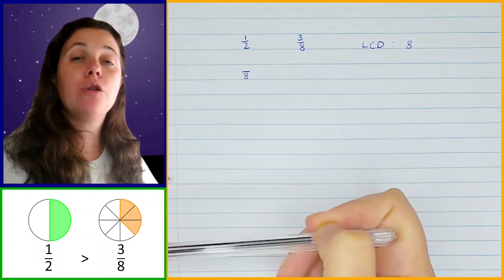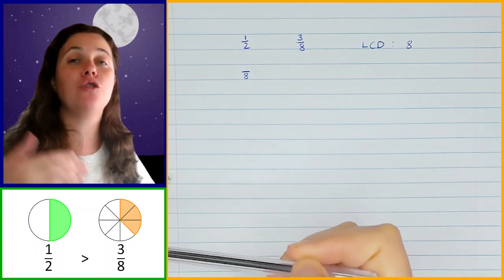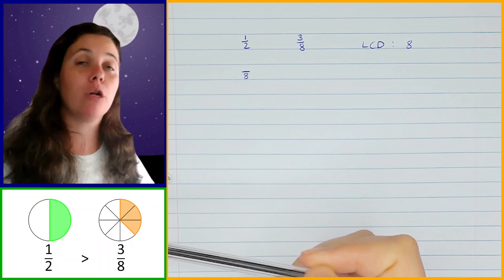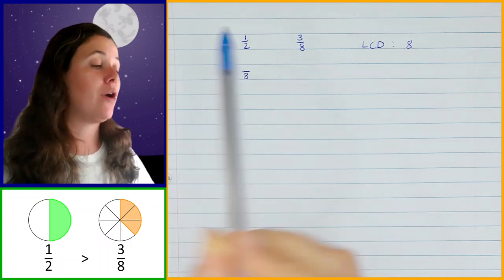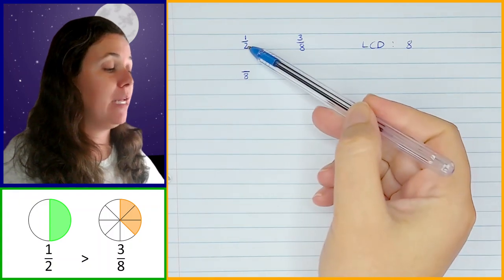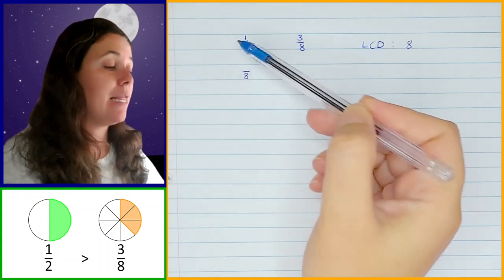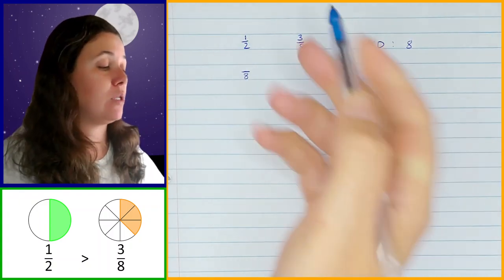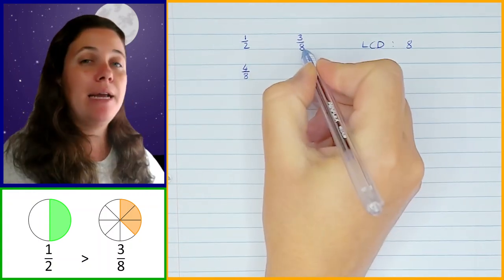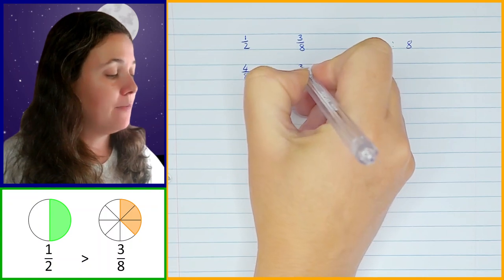Remember, when we are working with equivalent fractions, whatever you do to the top, you have to do to the bottom. Whatever you multiply by or whatever you divide by, you have to do the same thing to the other part of the fraction. So I'm multiplying the denominator by 4 to get 8. That means I need to multiply the numerator by 4 as well. So that's going to give me 4 over 8. And this is already over 8, so I don't need to change it. So it's just going to stay 3 over 8.